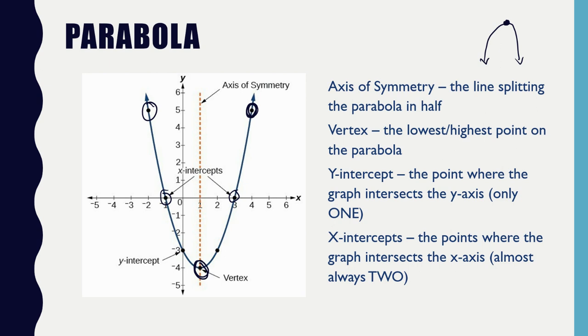The y-intercept is the point where the graph intersects the y-axis. There is only one of those. No matter what parabola we're talking about, there is only one y-intercept ever, okay? X-intercepts are the points where the graph crosses the x-axis, and there are generally two. Not always. There are exceptions to that rule, but for the most part, you'll see that there are two x-intercepts. We oftentimes also call these the roots, or you might see the word zeros. Either one of those is used interchangeably for the x-intercepts, okay?